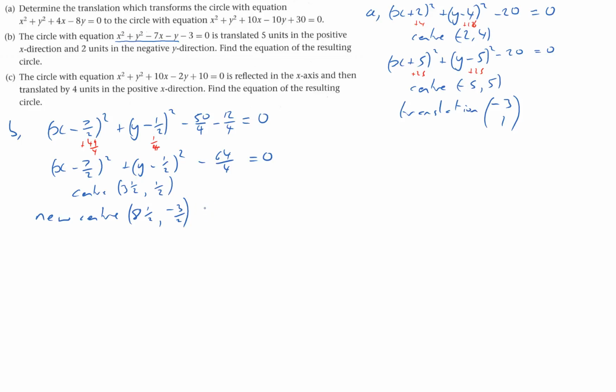So now I can just work out the new equation, which will be centre, so it'll be x minus 8.5, which is 17 over 2 squared, plus y plus 3 over 2 squared minus 64 over 4 equals 0. Basically, I've just changed the centre from being 3.5, a half, to being 8.5, minus 3 over 2. And that is the equation, but they probably don't like it like this. Sorry, that's 62 over 4.